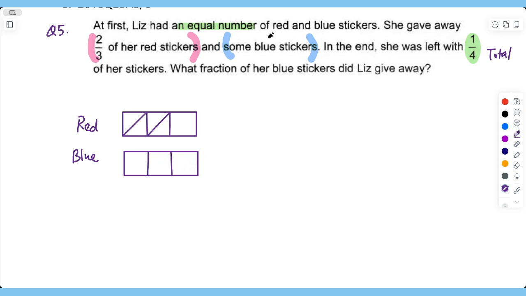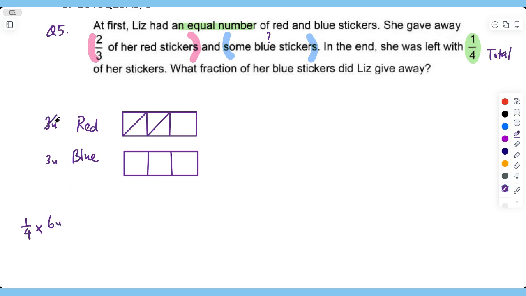But the question is, what fraction of the blue stickers did she give away? We will have to work backwards because we are told that she was left with 1/4 of the total stickers. So from this model, we see that red has 3 units and blue has 3 units. And what's the total units here? It's 6 units. But can we do 1/4 of 6 units? That will not give us a whole number.